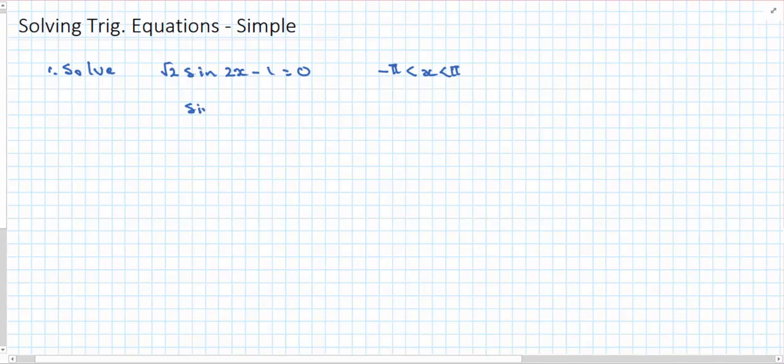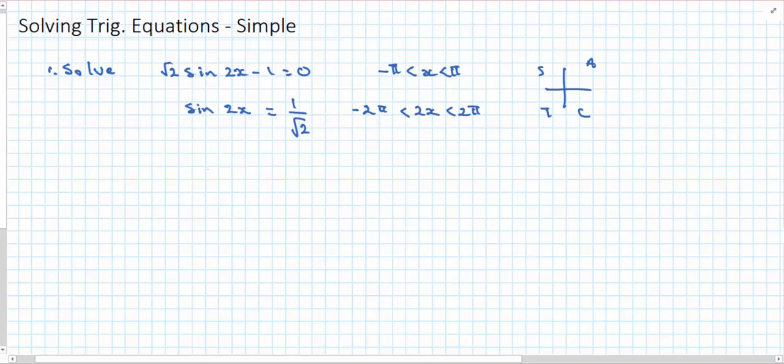First step, rearrange the equation, and that results in sine 2x equaling 1 on root 2. Now that's positive, and we know sine is positive in the first and second quadrant. And the other thing we need to look at is our domain. The original domain was for x, so here we're dealing with 2x, so we double everything. That would be between negative 2 pi and 2 pi.